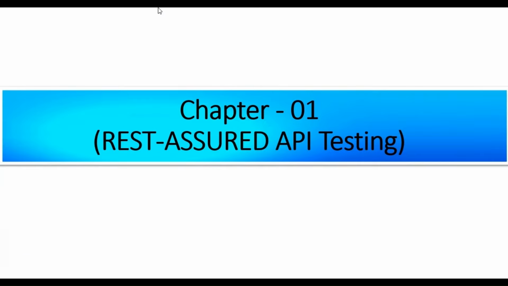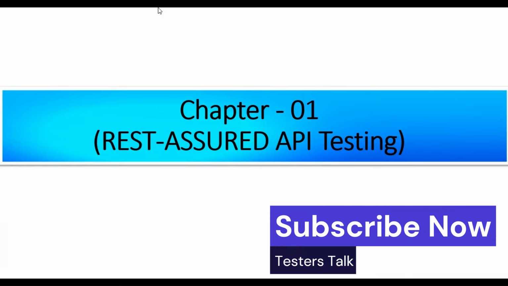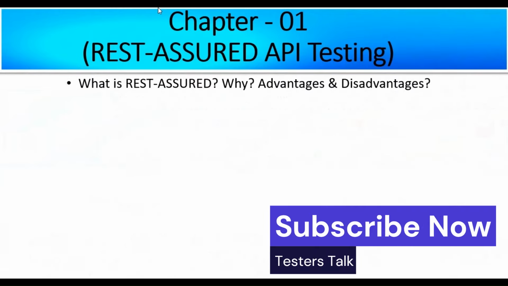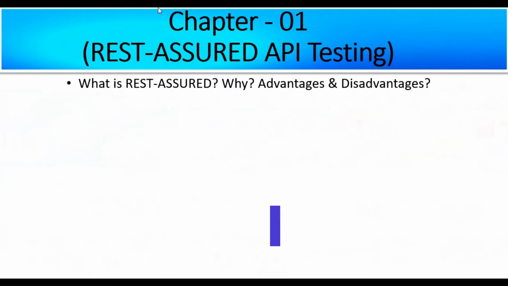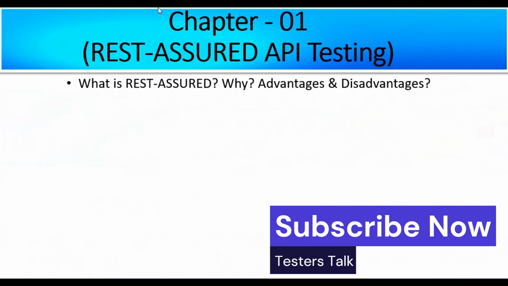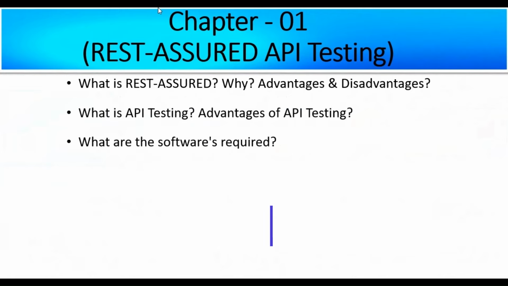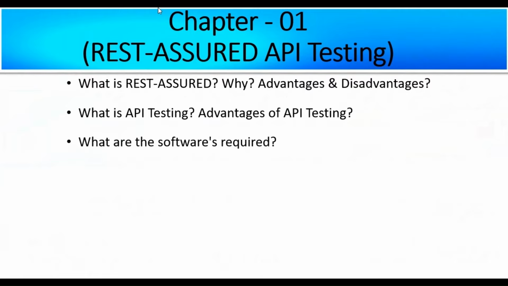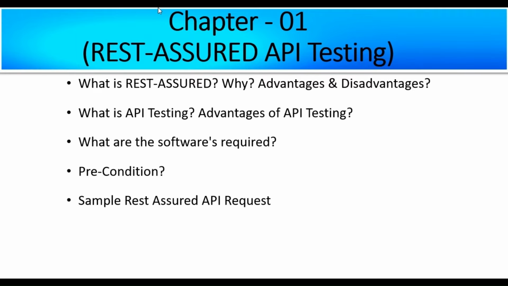I will be creating a series of tutorials on Rest Assured API testing. In chapter 1 of the Rest Assured API testing tutorial, you will learn what is Rest Assured, why we need to use Rest Assured, what the advantages and disadvantages of using Rest Assured are. Then I will discuss what is API testing and what the advantages of API testing are, and what software is required for this Rest Assured API testing full course. Then we will see the preconditions needed for this course.